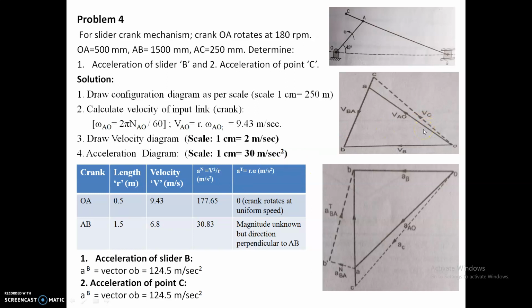This is the magnitude. And the direction of the normal component is always towards the center of rotation. So for link OA, O is the fixed one, so the direction is towards the center of rotation. If I assume the O on the top right side, you take the length on the bottom side, because the direction is towards the center of rotation, that is towards the O, so that is towards the left side.